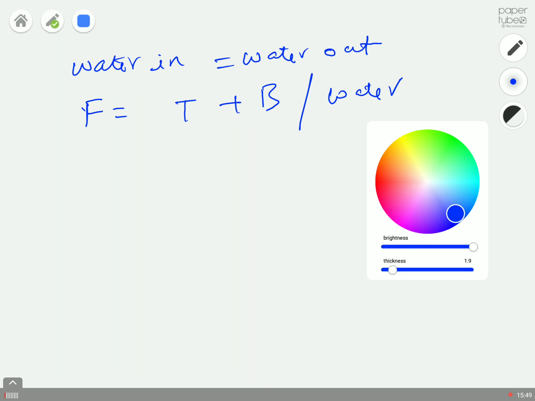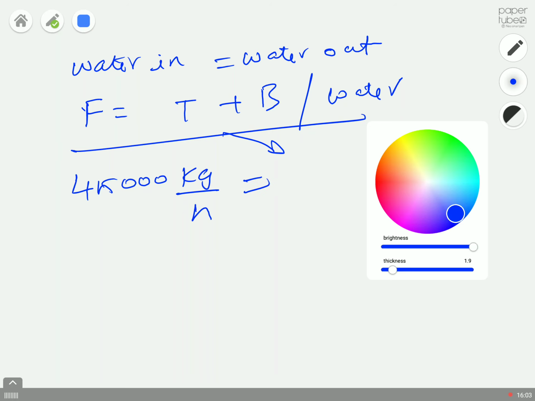Now we are going to do everything for water. So what's the mass of water that goes in? We calculated just now 45,000 kilograms per hour. How much in the top? We calculated just now 2750 kilograms per hour, plus the B value in the bottom. So that's what we need to calculate. This is for water, don't forget that.